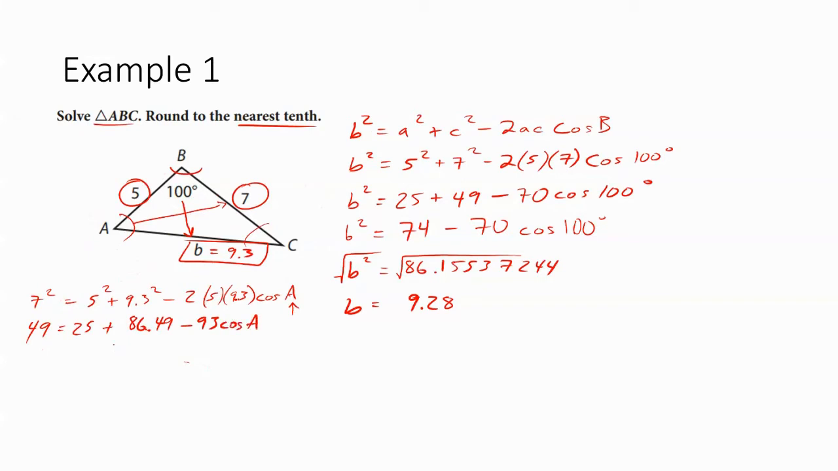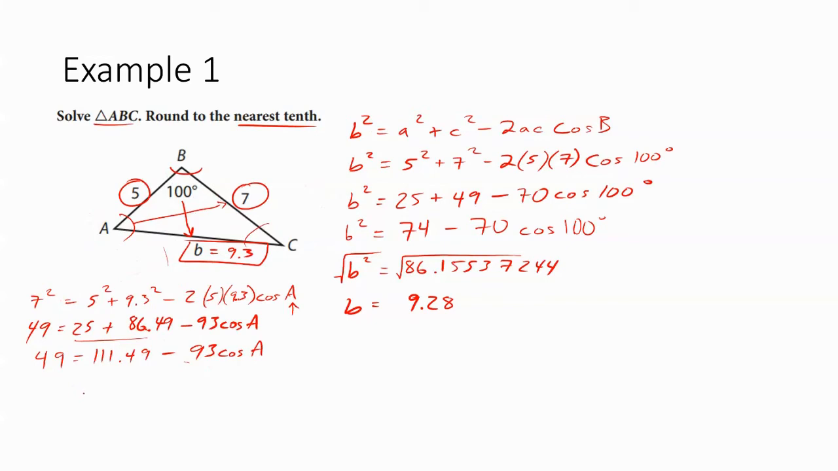All right. Combine like terms. Let's get that away. Taken care of. So 86.49 plus the 25, and you get this mess, 111.49. And don't forget that 49's over there. Minus 93 cosine of A.